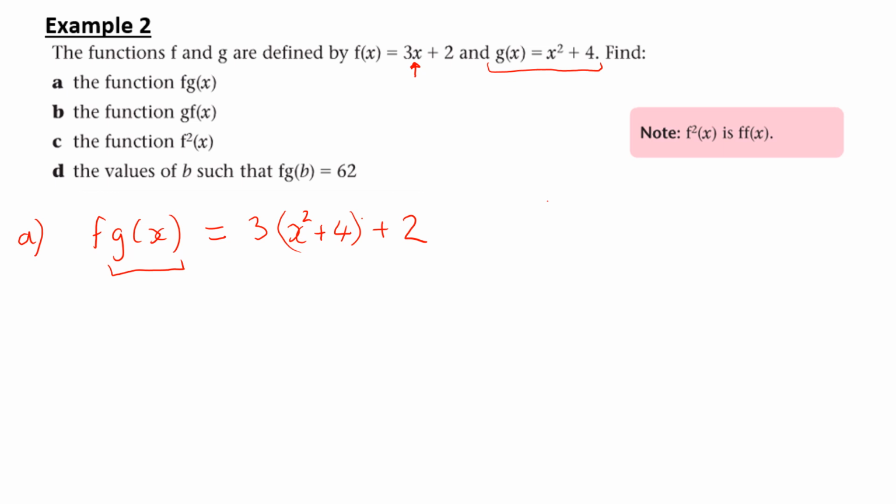It's basically inserting g into f. So I've inserted the x squared add 4 into where the x is in function f. So put one function inside the other. As long as you do it the right way round, you're going to get the right answer. Now this one I am going to expand the bracket just so that I can simplify it a little bit. So if I expand the brackets, I'm going to get 3x squared add 12 add 2, which of course then I'm going to write as 3x squared add 14.